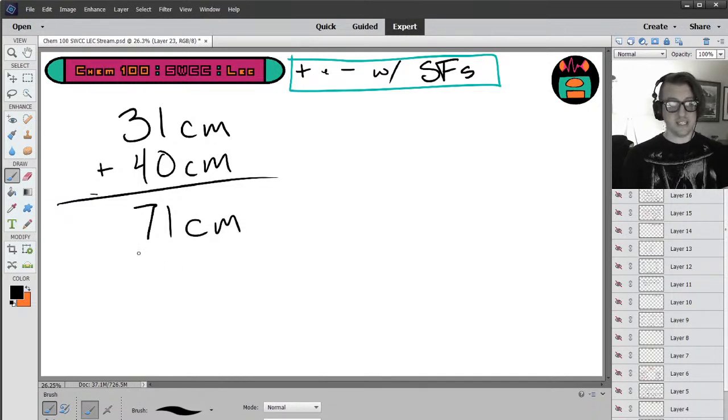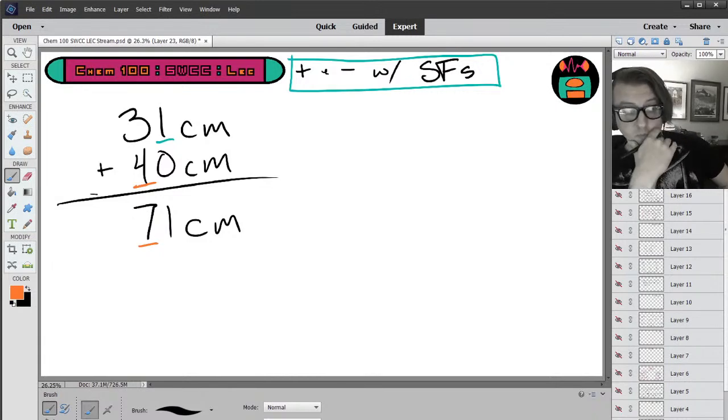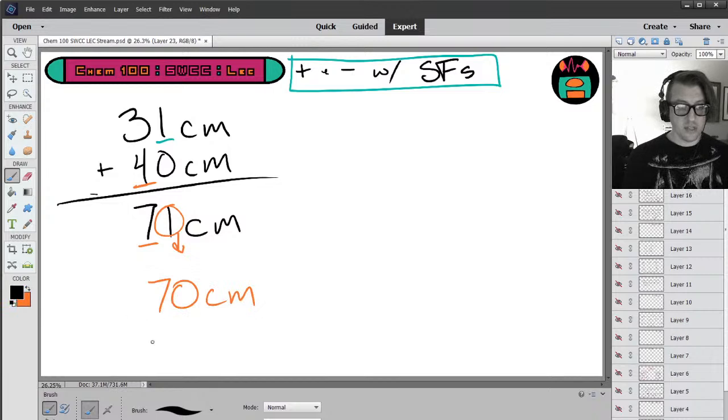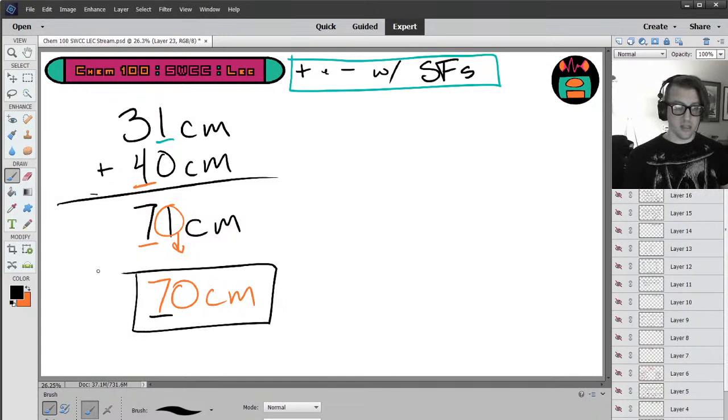Now let's look at sig figs. 40 is precise to the tens place. 31 is precise to the ones place. Our answer must have the same precision as the least precise number we added, which is 40. That means our answer must have its last significant digit in the tens place, and 71 does not. 1 is a significant digit. So we need to round, and 1 rounds down. So the correct answer is 70 centimeters, because 70 has its last significant digit in the tens place.